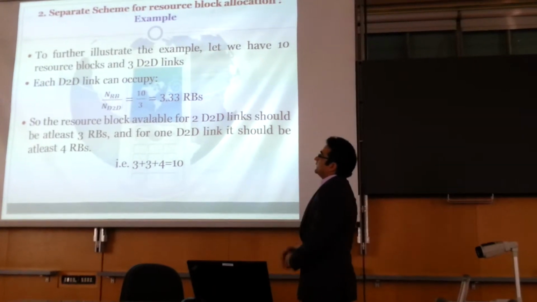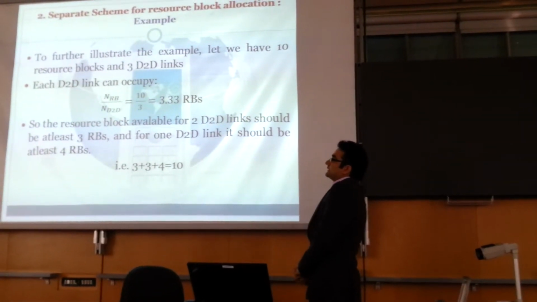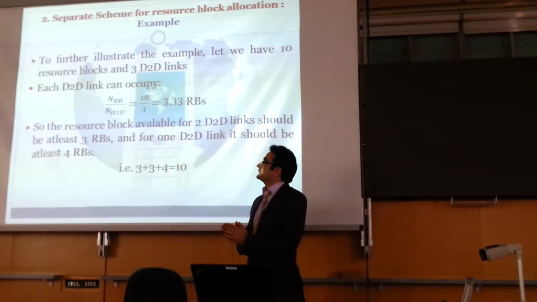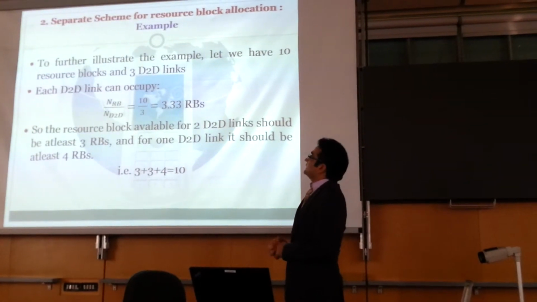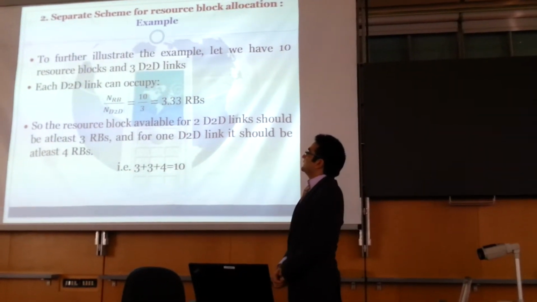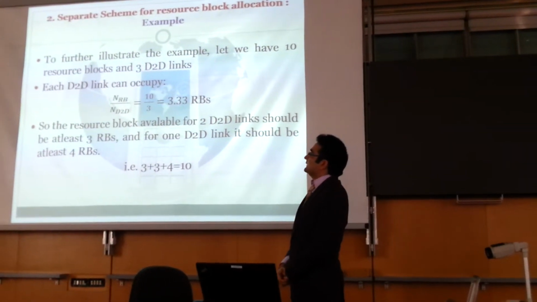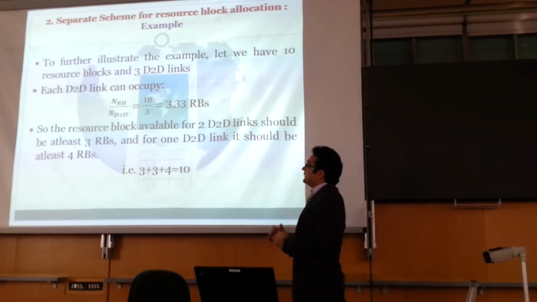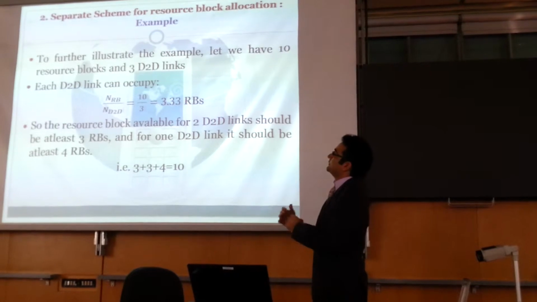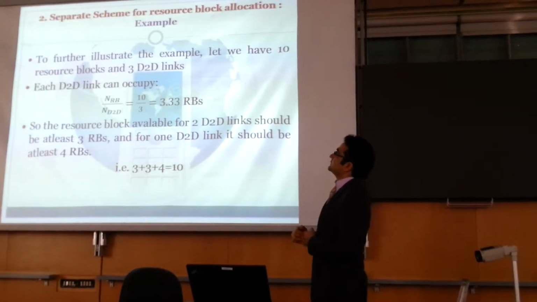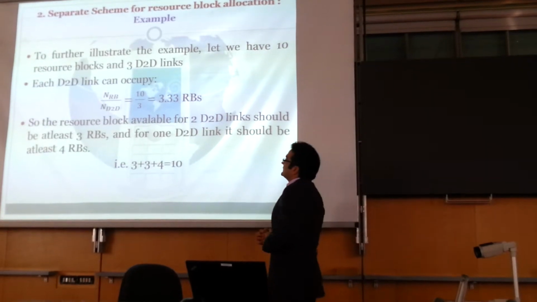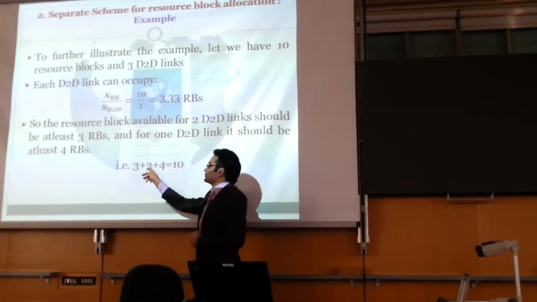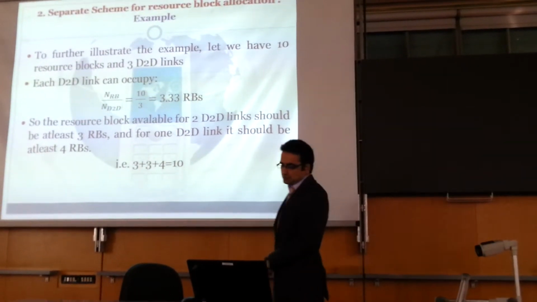Now let's further elaborate the example. How can we maintain the fairness of resource block distribution among the D2D links? We can distribute the number of resource blocks as given by this formula, number of resource blocks divided by D2D links. But here it is a fractional number. In order to handle the fraction, we can assign the minimum number of resource blocks to some D2D links and the maximum number of resource blocks to others. Suppose we have 10 resource blocks, that means for 3 D2D links, 2 of the D2D links will take 3 resource blocks, and 1 of the D2D links will take 4 resource blocks.